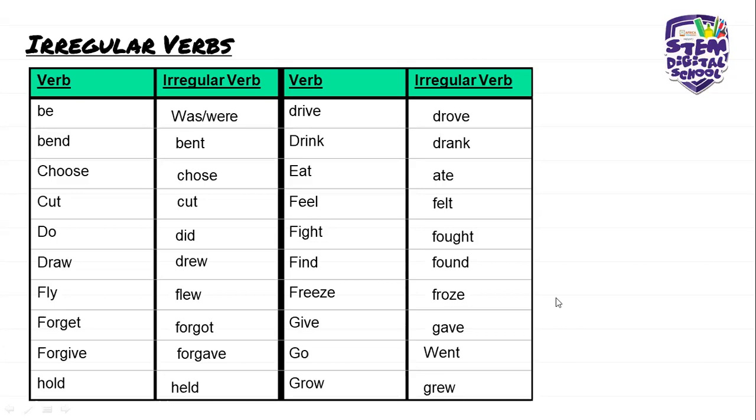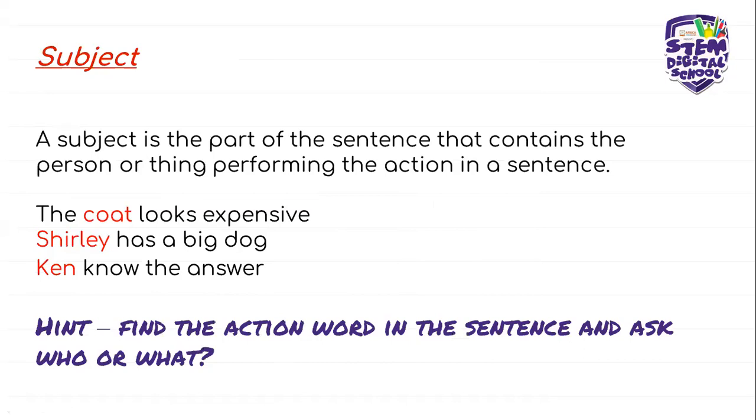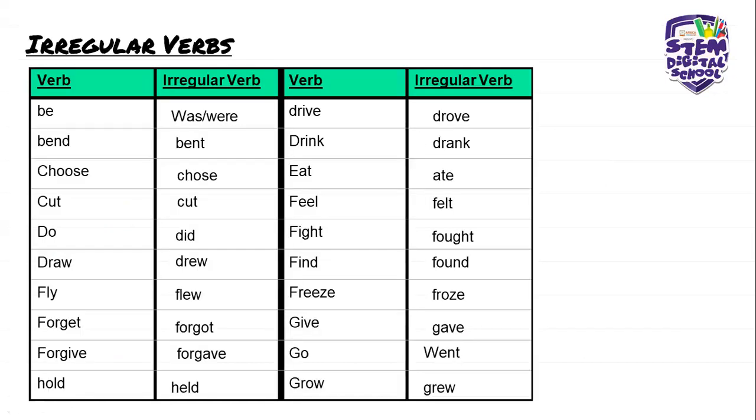Ma'am, I just asked, will the irregular verbs be in our test? Yes. The irregular verbs will be in your test, and it's going to look like this. I will ask you, okay, give me the irregular verb of be, or give me the irregular verb of cut, and you must just give me the irregular verb of that one. Oh, thank you, ma'am. It's a pleasure.